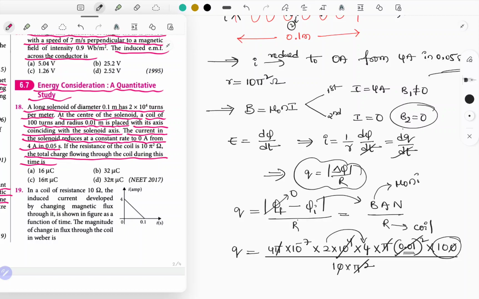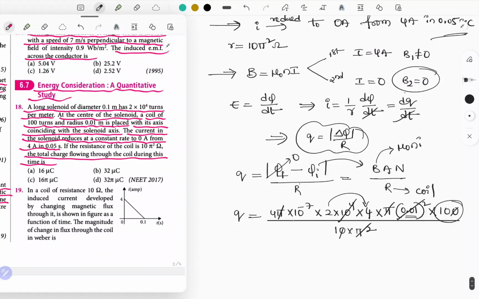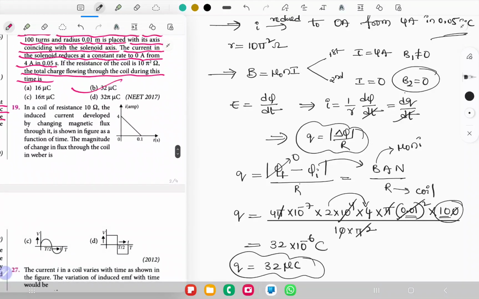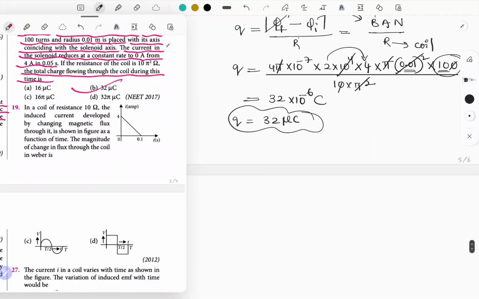2 4s are 8, 8 4s are 32. What am I left with? Okay, correct. So here I have 10, 10 into 10 power minus 7 is 10 power minus 6. So the final answer is 32 into 10 power minus 6 coulombs. It can be replaced, as they're asking in terms of micro, so 32 micro coulomb. Which option matches? Option B is the correct answer. Got it? Next.